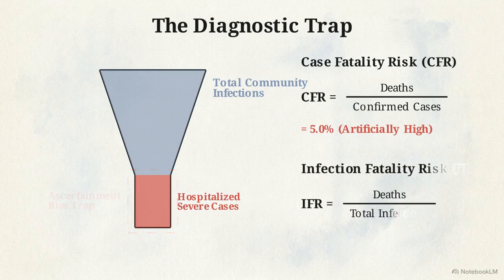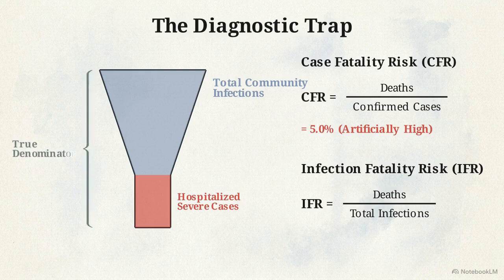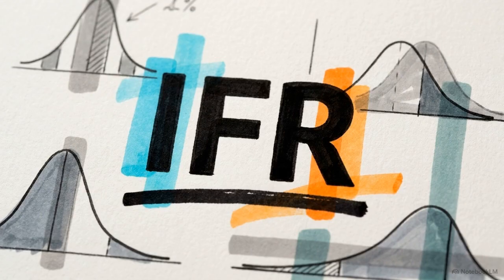Factoring in the wide top layer gives us the infection fatality risk, which uses the true denominator of all infections, both severe and undetected. Relying on the infection fatality risk is the mathematically valid way to assess true population-level mortality and prevent the artificial inflation of a pathogen's deadliness.